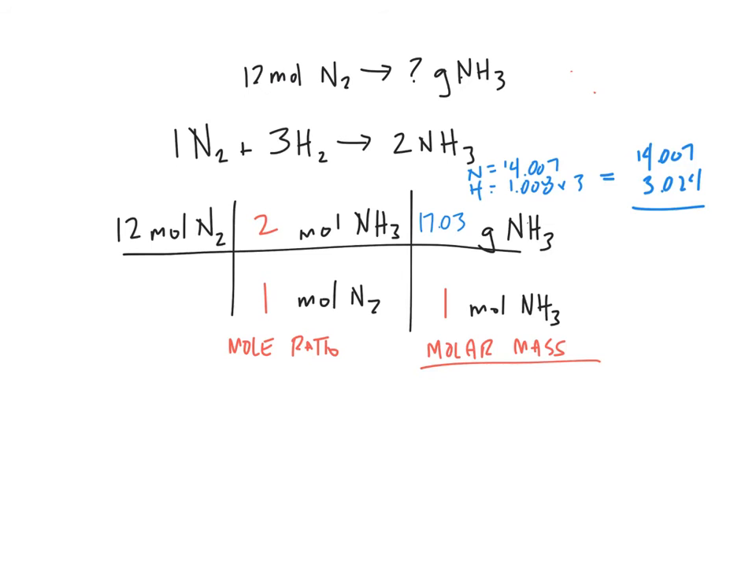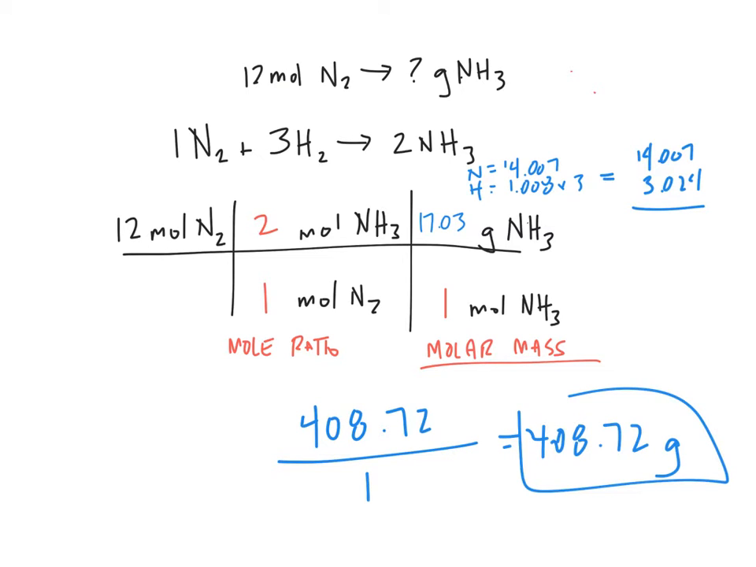And so now I would multiply straight across: 12 times 2 times 17.03. You see here, 12 times 2 times 17.03 gives you, and I'll write this down here at the bottom, 408.72. And then across the bottom, I've just got 1 times 1 in this case, which is 1, which just gives me 408.72 grams.